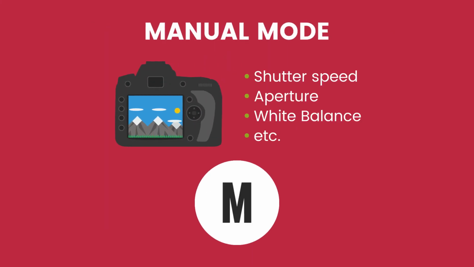Manual mode. This mode gives you full control over the camera settings. You have to make sure your image will be well exposed while you set shutter speed, ISO and aperture yourself.